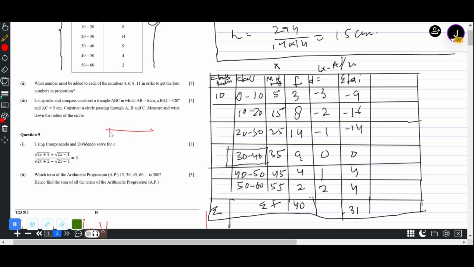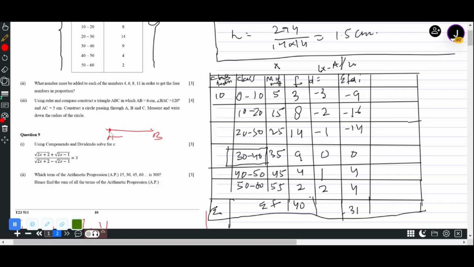Always cross check your answer if you have time. Okay? So that marks the end of this question. Now the third one is: using ruler and compass, construct... Now construction I cannot do online, that is very complex.